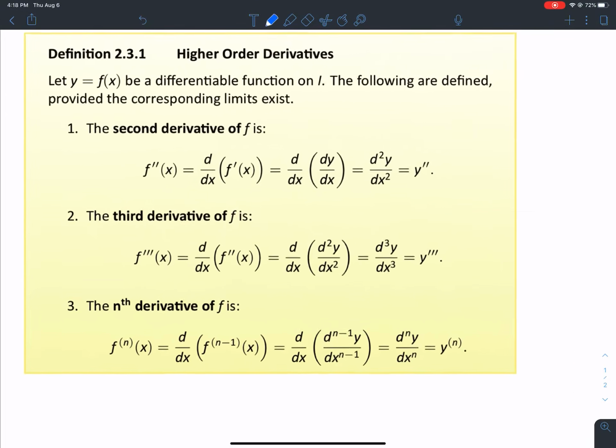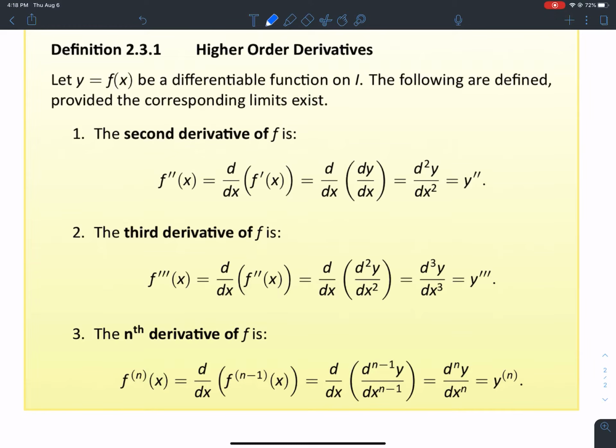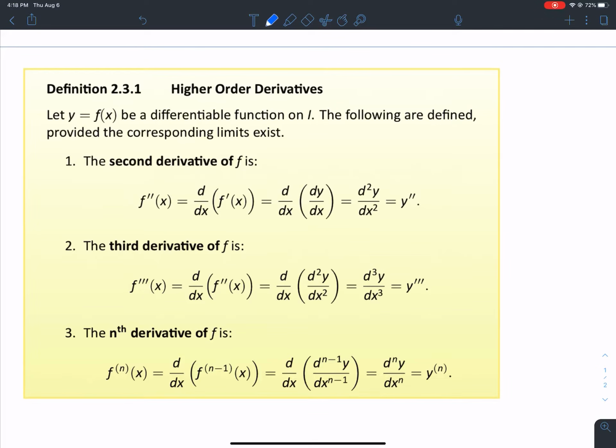So let y equal f of x be a differentiable function on the interval I, and the following are defined provided that the corresponding limits exist. Okay, remember a derivative is just a limit, right? So the second derivative is defined to be the derivative of the first derivative, right? So to get the second derivative, I just take the derivative of the original function 2 times. So I take the derivative once and I get the f prime, but then I take the derivative again and I get f prime prime of x, double prime.